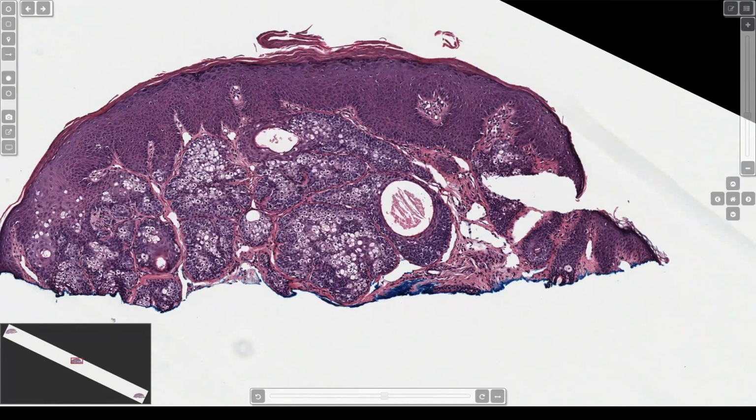If you have more than 50% blue basaloid cells and less than 50% of the white mature bubbly cells, you can call it sebaceoma. If you have a predominance of the bubbly cells and fewer of the basaloid cells, you can say sebaceous adenoma. It doesn't matter, okay? And then there's sebaceous carcinoma, of course.